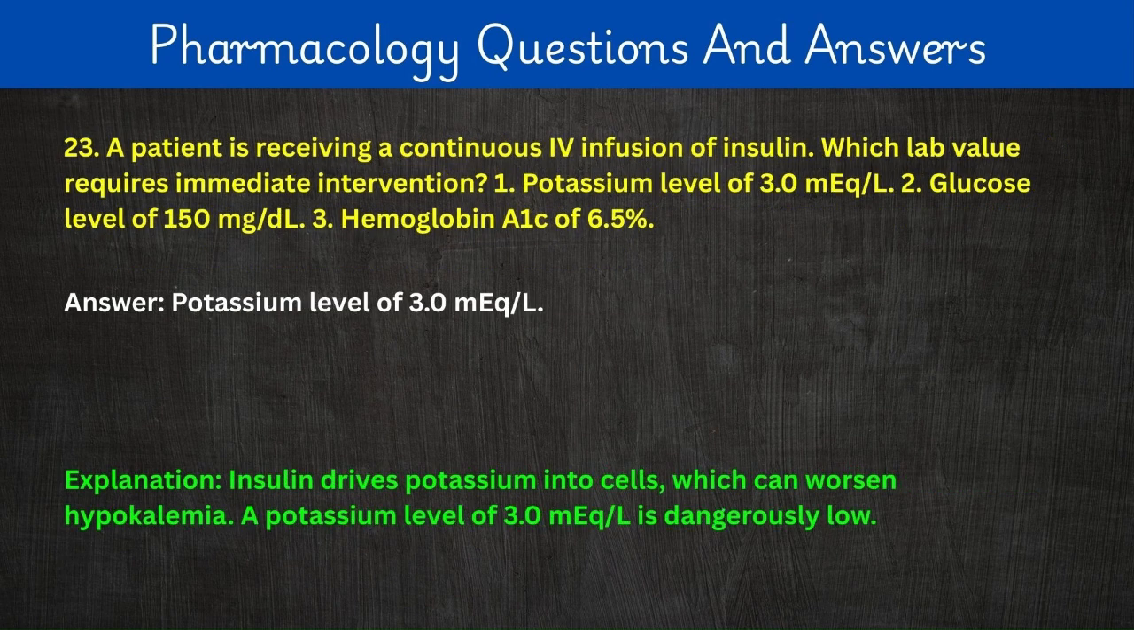23. A patient is receiving a continuous IV infusion of insulin. Which lab value requires immediate intervention? 1. Potassium level of 3.0 milliequivalent/L. 2. Glucose level of 150 milligrams per deciliter. 3. Hemoglobin A1C of 6.5%. Answer: potassium level of 3.0 milliequivalent/L. Explanation: insulin drives potassium into cells, which can worsen hypokalemia. A potassium level of 3.0 milliequivalent/L is dangerously low.